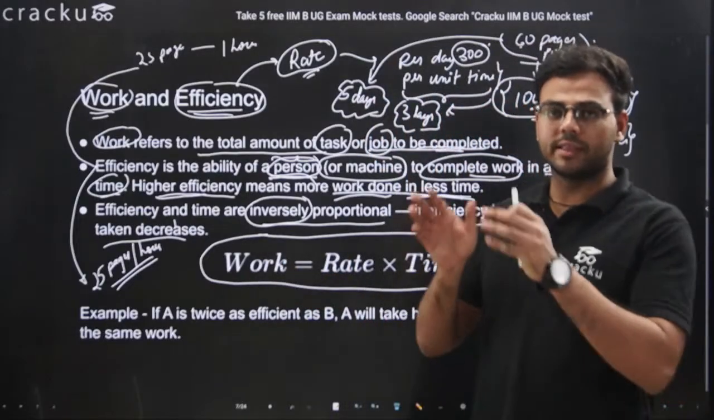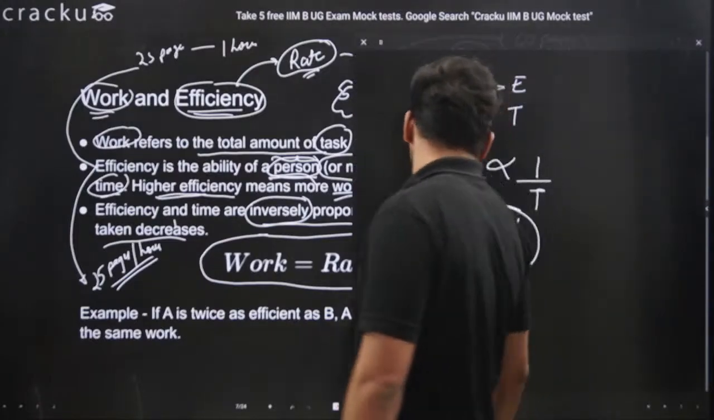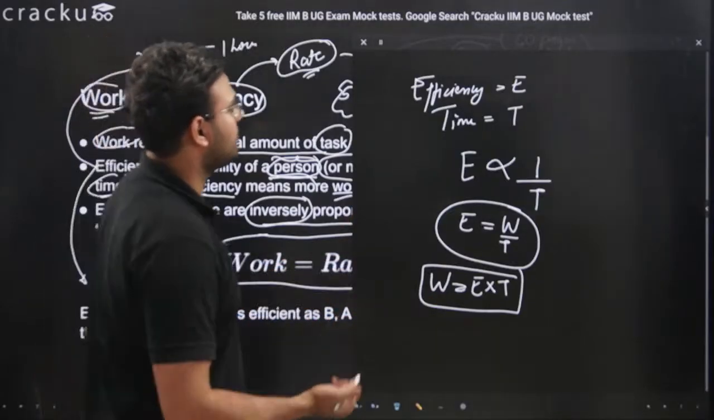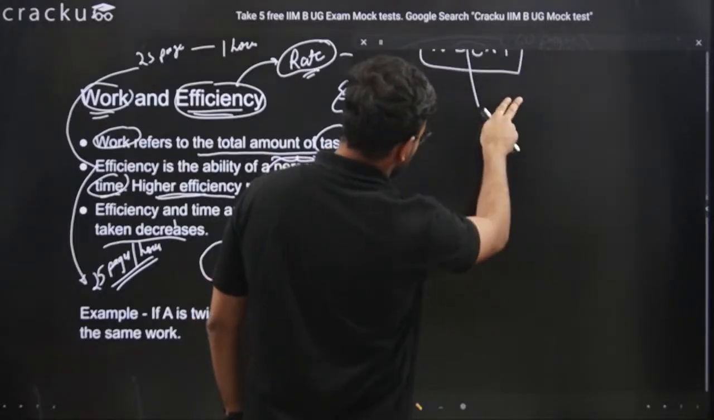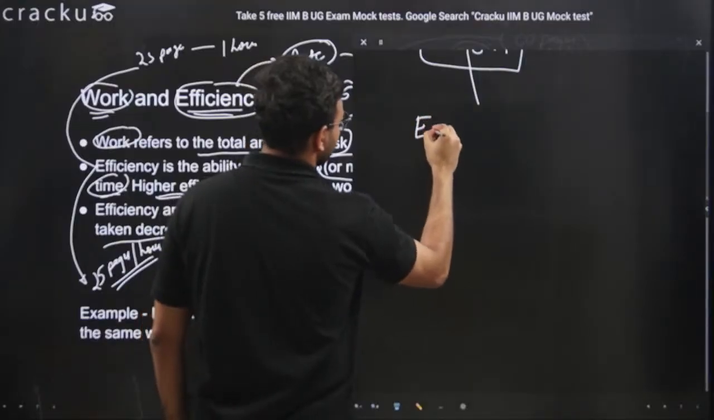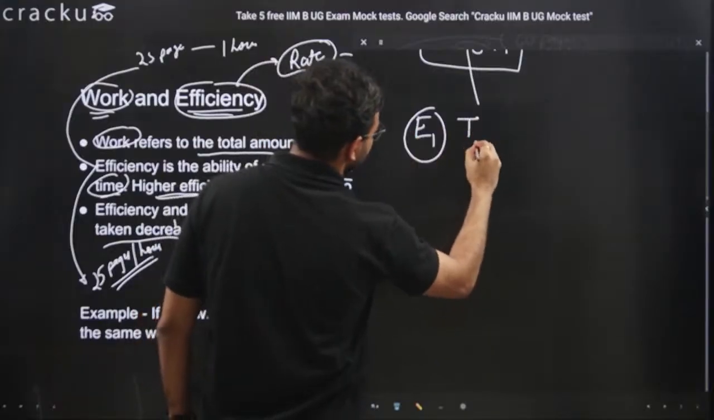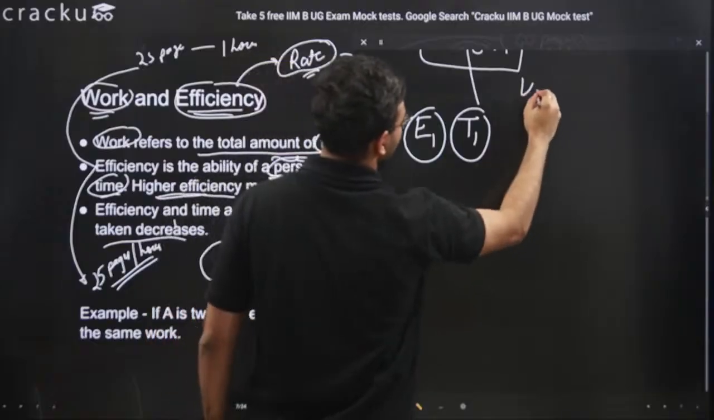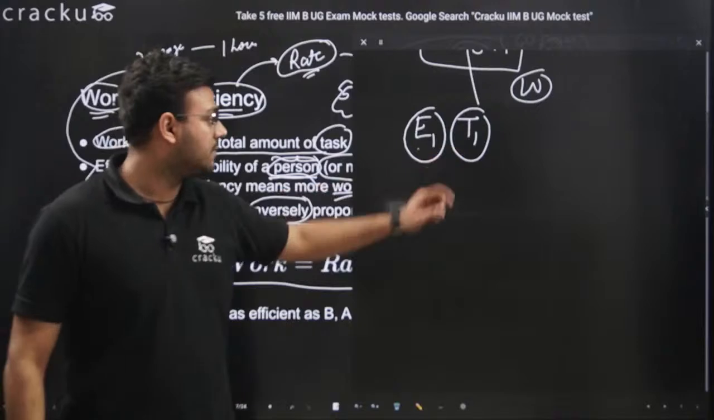Similarly, if you are doing the same piece of work, your rate into time, that is this efficiency into time, can be equated. What I meant to say is, let's say initially you are working at efficiency E1, for time T1, for some work W. For this work W, you are working at efficiency E1 at time T1.